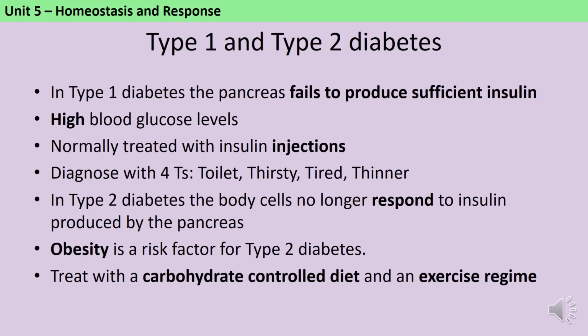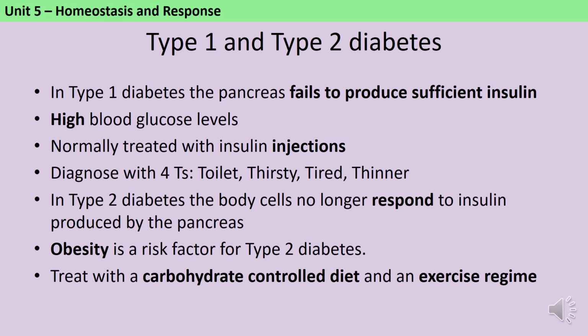Linked to blood glucose levels are type 1 and type 2 diabetes. Type 1 diabetes is often diagnosed in much younger patients because it isn't caused by a lifestyle risk factor. It has a genetic component and it often runs in families. If you have type 1 diabetes, then your pancreas stops making enough insulin, and this means your blood glucose levels can go scarily high. In order to be treated, you have to take injections of insulin, and without these, you could even die. It's diagnosed with the 4 T's.